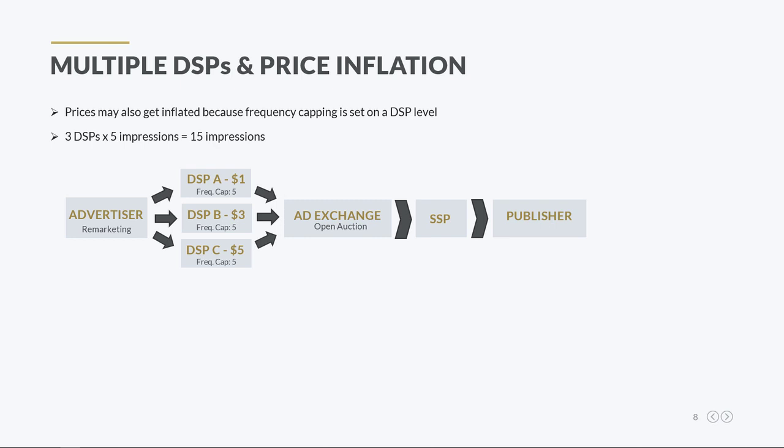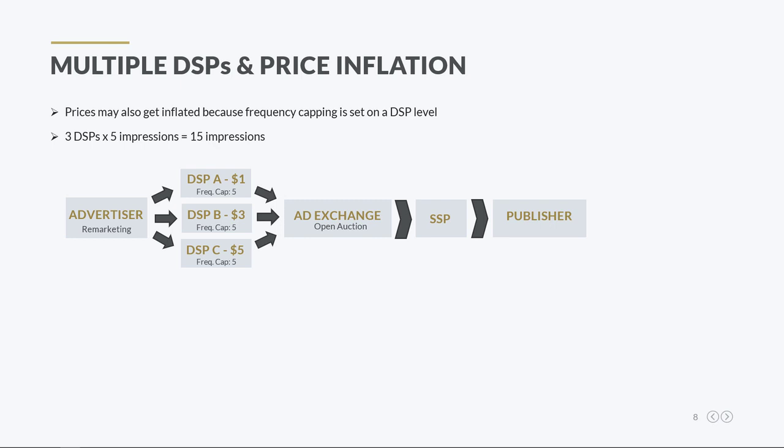Next, the second DSP will win another 5 auctions due to its higher bids. Thus, it will serve 5 impressions in total to that unique user. Next, it will stop bidding for that user throughout the day. Lastly, the first DSP will bid and win 5 auctions, and serve 5 impressions maximum to that user. All in all, even though the frequency capping was 5 impressions per user per day, the 3 DSPs served 15 impressions in total to that user.